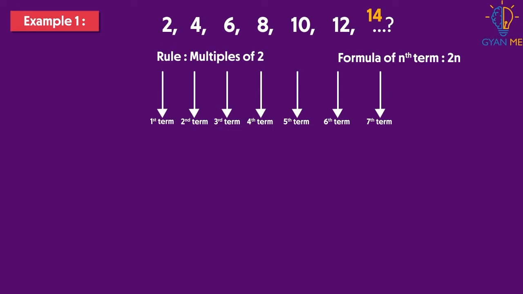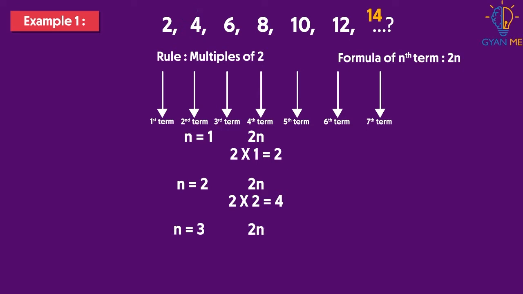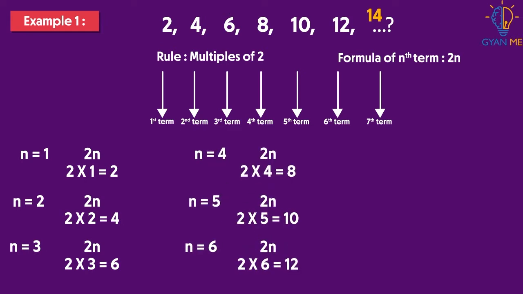And how did we do that? Observe that here 2 is the first term, so n is equal to 1. If we put this in the formula 2n, we get 2 into 1, that is 2. Similarly, if we take 4, which is the second term, n will be 2 here. Therefore, 2n, which is equal to 2 into 2, is equal to 4. And then the third term will be 2n, which is equal to 2 into 3, which gives us 6, and so on. We have used this formula 2n here because all the numbers are multiples of 2.